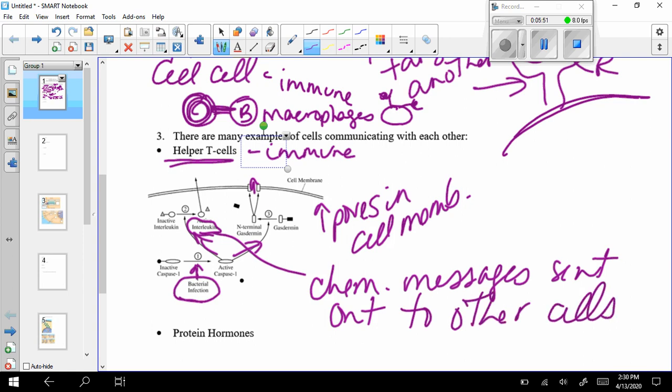So basically, your immune system responds by making these chemicals to go signal other cells and say, look, we are going to have to increase B cells. We're going to have to increase T cells. We're going to have to launch an immune response because we are being attacked by a bacteria right now, and we've got to take care of this.